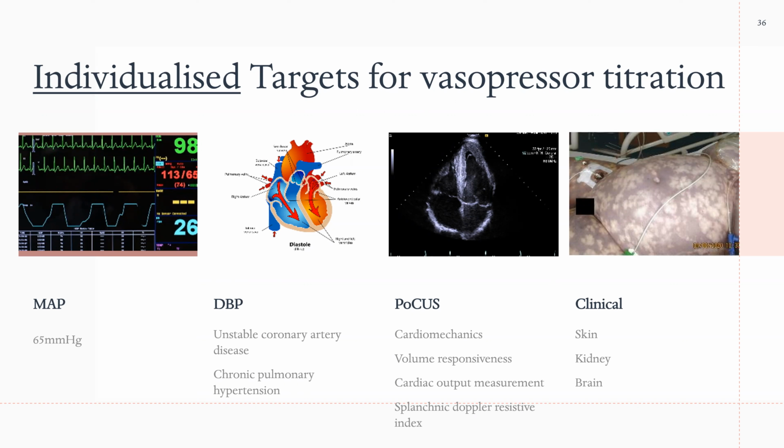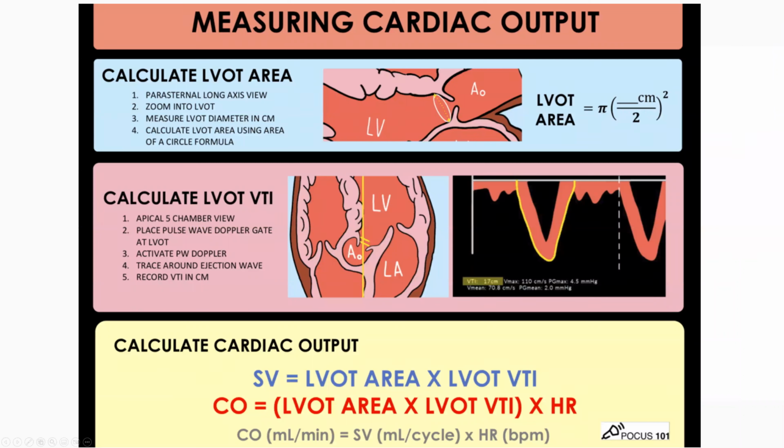I think it's just go Google this, go look for YouTube videos now to measure the LV outflow tract area. Then you calculate the LV outflow tract VTI, and through some complex calculations, you can actually measure the cardiac output. And you can measure this before you start inotropes and after you started inotropes, just to see the effect.